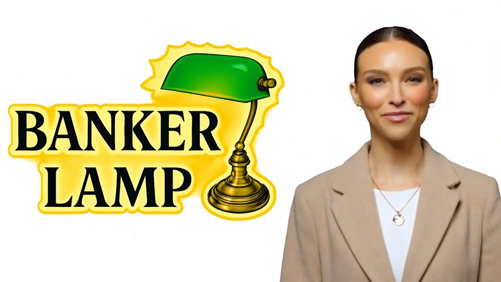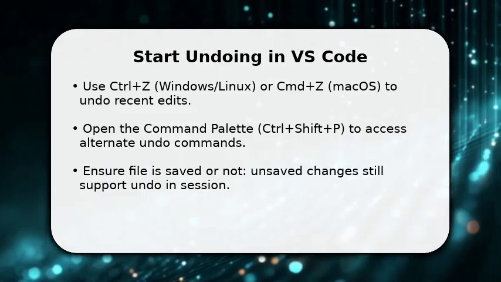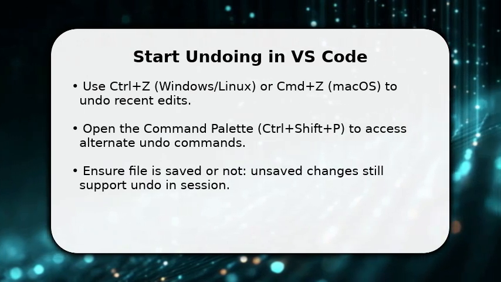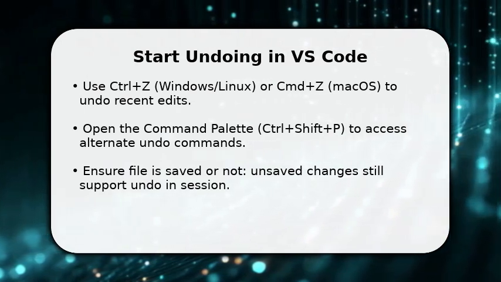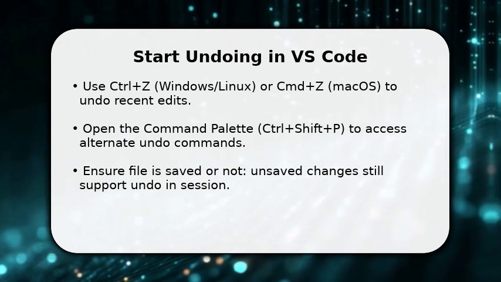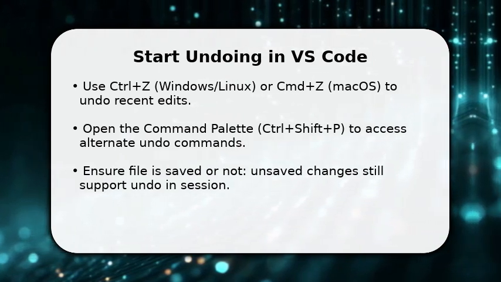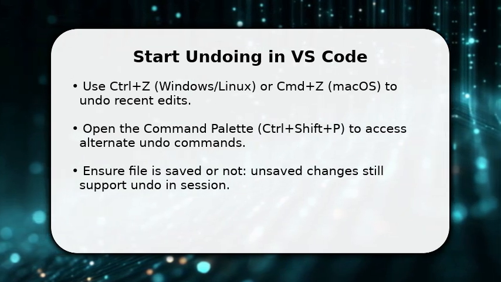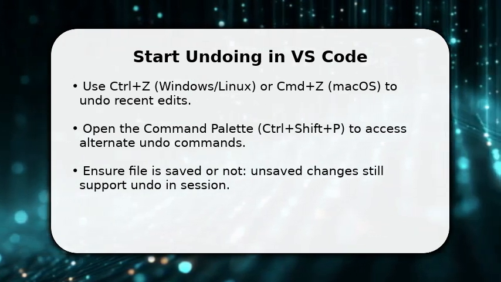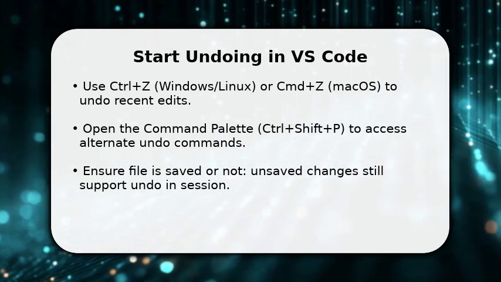Please enjoy the video. You begin by undoing the most recent change using Ctrl+Z on Windows/Linux or CMD+Z on Mac OS. That is the fastest path. Once done, make sure to check the Editor tab for unsaved red dot. VS Code keeps undo history in the session even if you haven't saved.